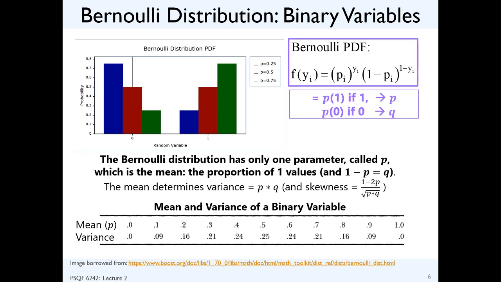So if this were an outcome, this is the type of distribution that we would use. The only thing we would have to find is P, and we would find it as a function of each distinct type of predictor in the model.